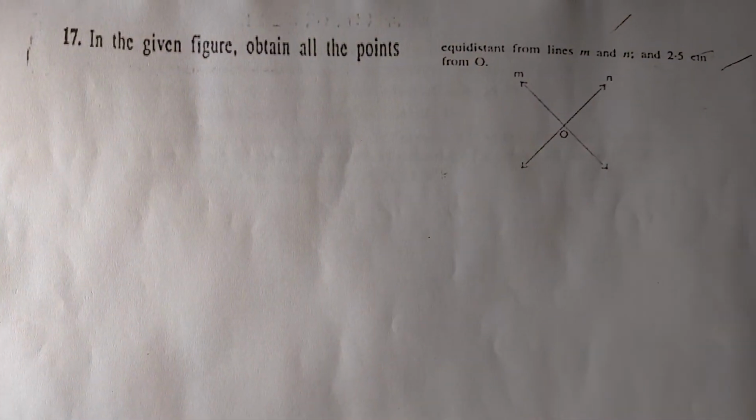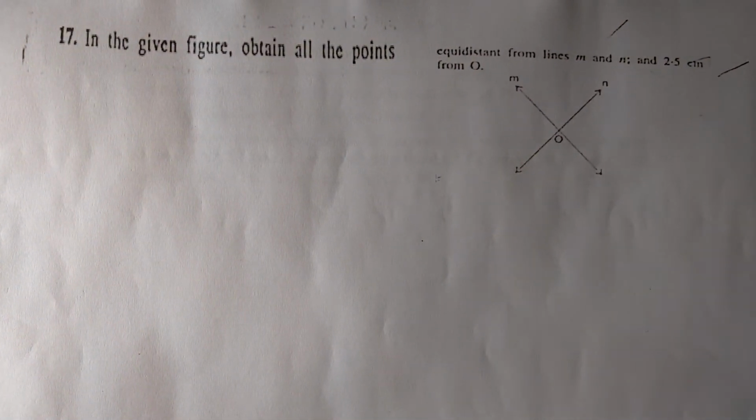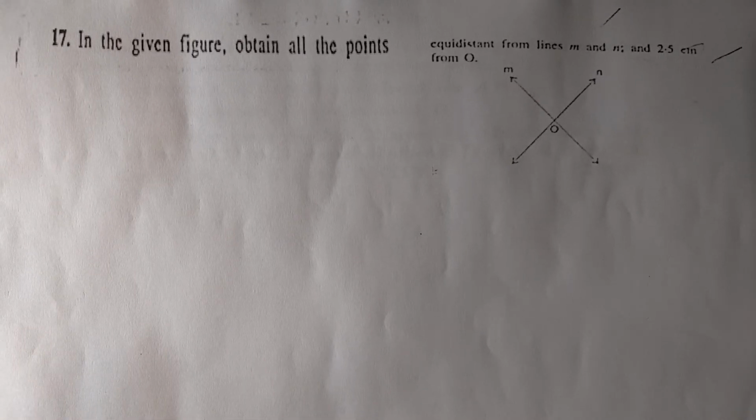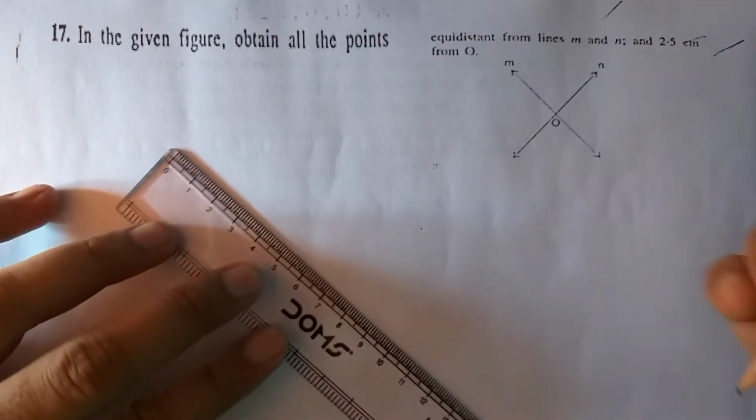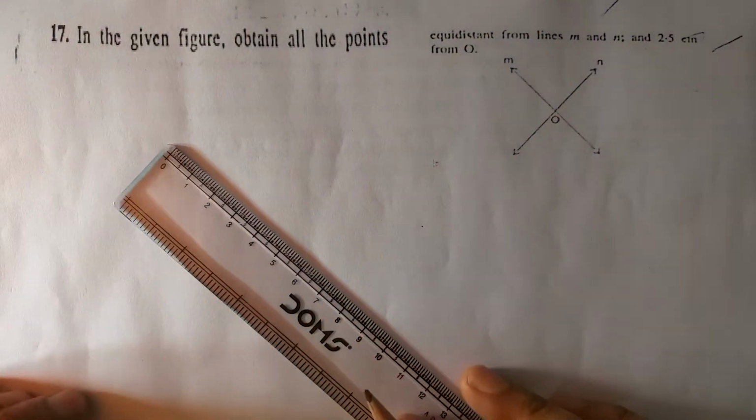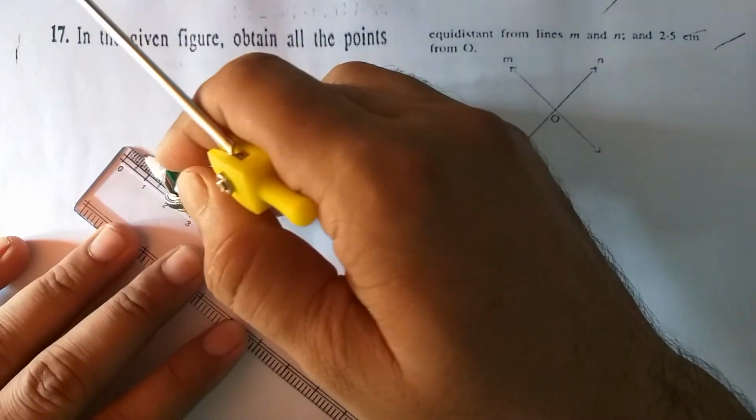Okay students, now I will do sum number 17. This is Locus 16b exercise. In the given figure, obtain all the points equidistant from lines M and N and 2.5 centimeter from O. They have drawn the diagram. They have shown the diagram, so I am drawing that only.